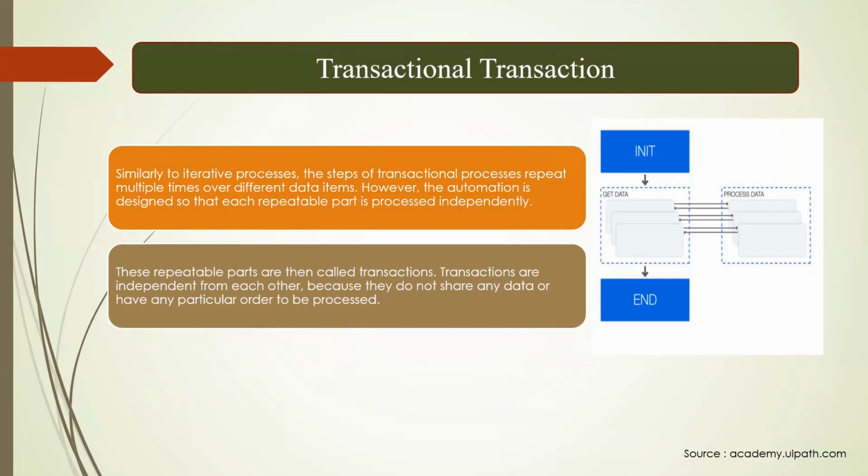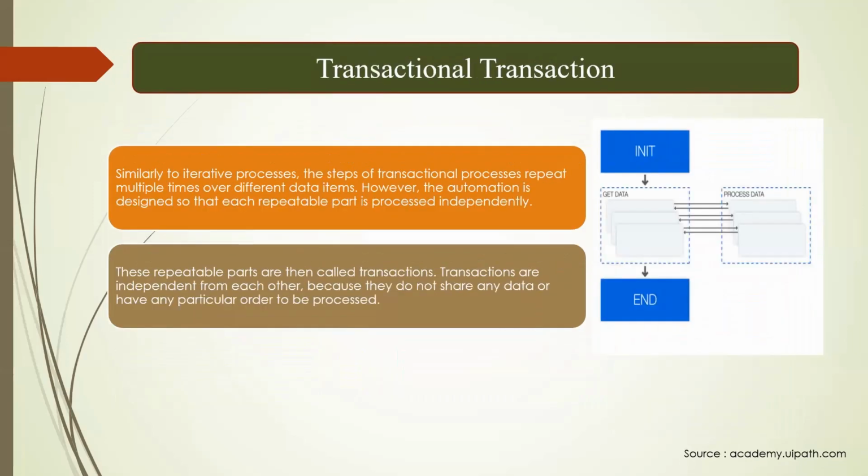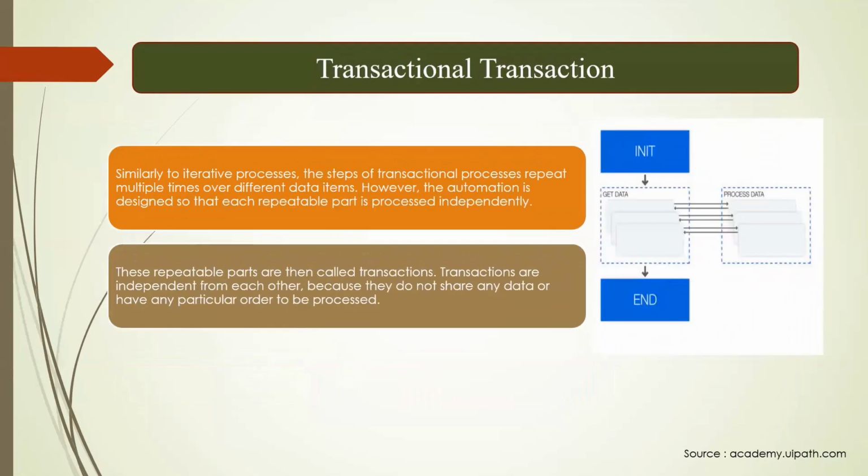Okay, so the RE framework is used to build transactional processing. There are three types of process: linear, iterative, and transactional. All of this is explained in detail in the video series which I have already shared. You can go back and refer to that, but at a very high level, there are three: linear, iterative, and transactional. And the RE framework is used to build transactional processing.